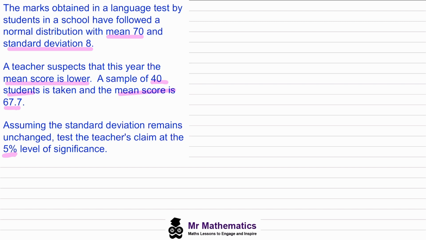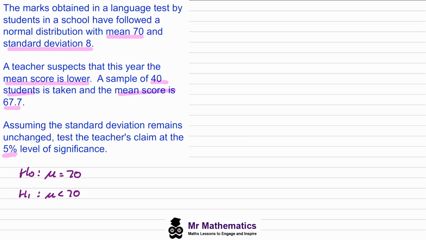So if we begin by stating our null hypothesis, this is that mu is equal to 70, and then our alternative hypothesis is that mu is less than that, because she believes that the mean score is lower, so mu will be less than 70.